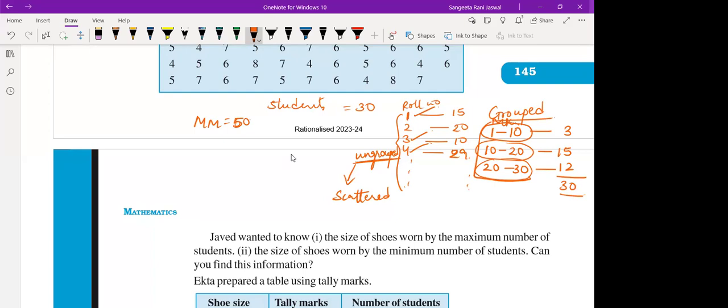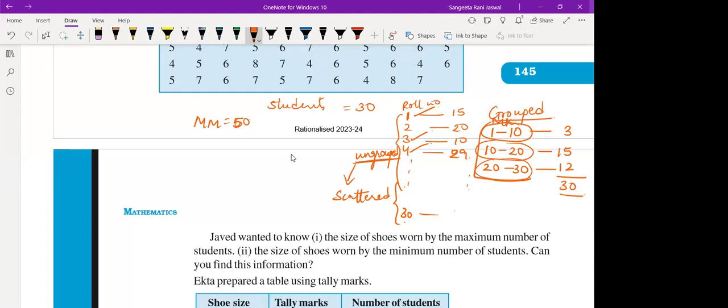So now suppose I say roll number 1 got 15 marks, roll number 2 got 20 marks, roll number 3 got 10 marks, roll number 4 got 29, and so on till roll number 30. So this is ungrouped data. Ungrouped means we are taking one child at a time. Okay? Yes, ma'am. So we are writing the information of one child at a time. The table above is ungrouped. So, yes, this is ungrouped, no?